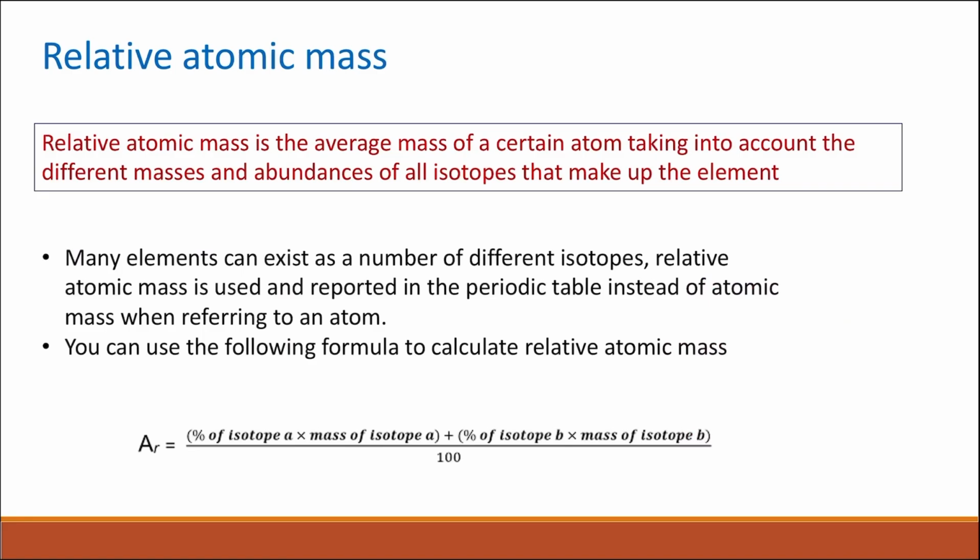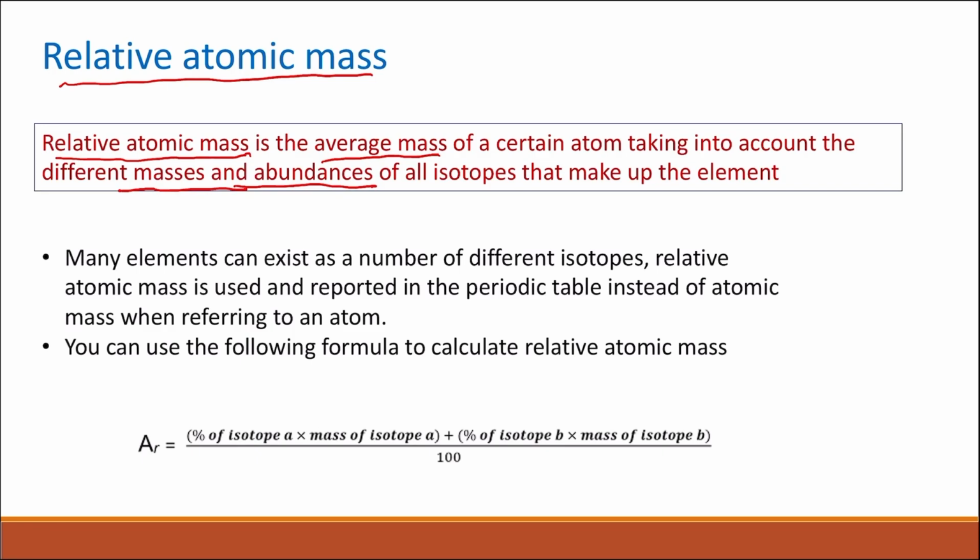So the number we see in the periodic table is what we call the relative atomic mass. It's not the specific atomic mass of one of the isotopes. Relative atomic mass is the mass which takes into account the different masses of all the isotopes that make up that element. It is the average mass of atoms, taking into account the different masses and abundances of all the isotopes that make up that element.